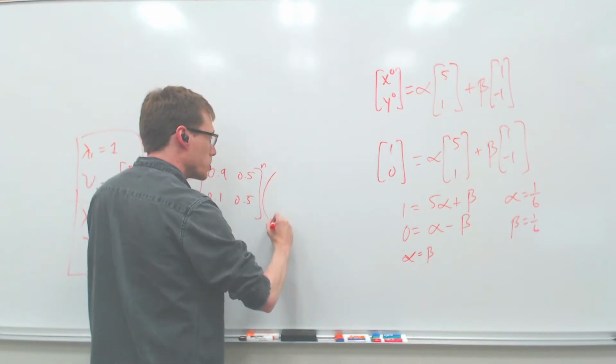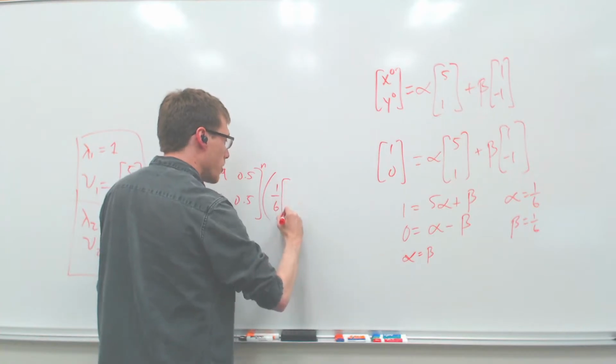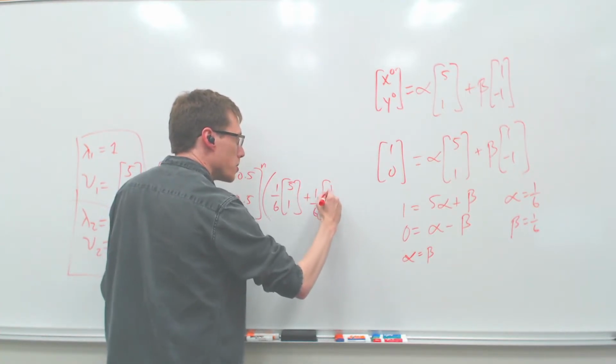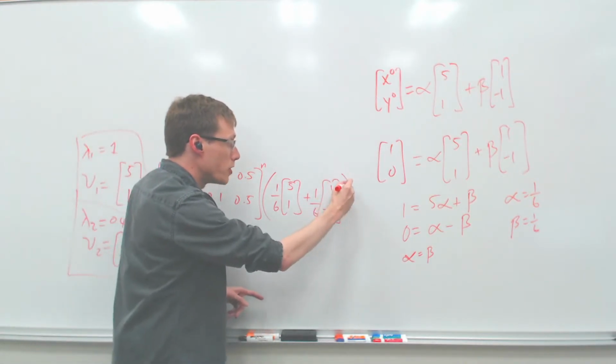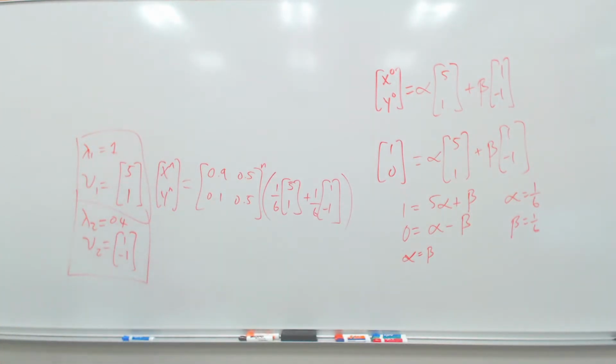This is where we get some cool stuff, right? So we get 1/6 times 5, 1 plus 1/6 times 1, minus 1. Right? And don't worry, we're actually going to visualize this in just a minute. It's going to be really cool. I have a nice little computer program to show you this. All right. So we have this.